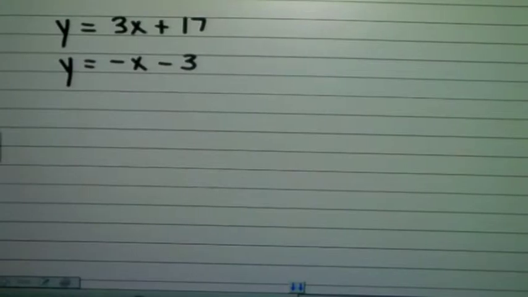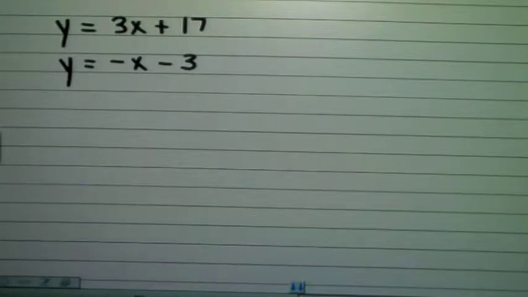We've got y equals 3x plus 17 and y equals negative x minus 3. In this case, both of our equations are solved for y. We could graph this one, but we'd need some fairly large graph paper since the y-intercept would be positive 17. That'd be a little difficult to graph. So again, we're going to go ahead and use substitution for this one.